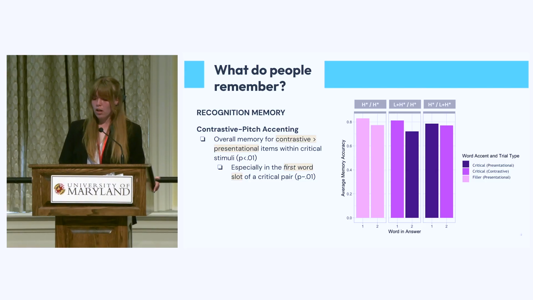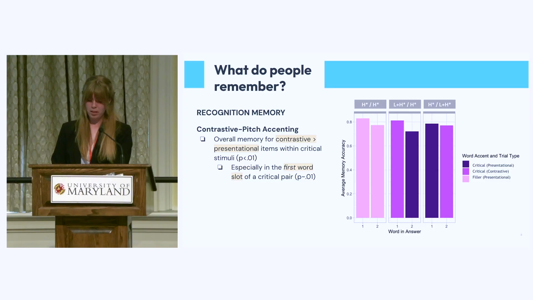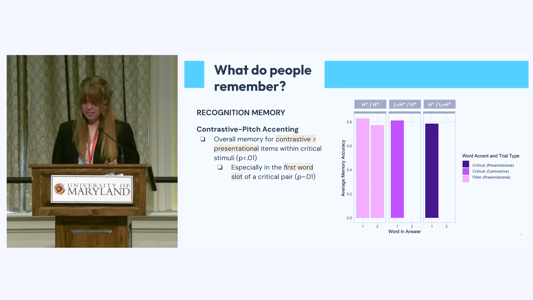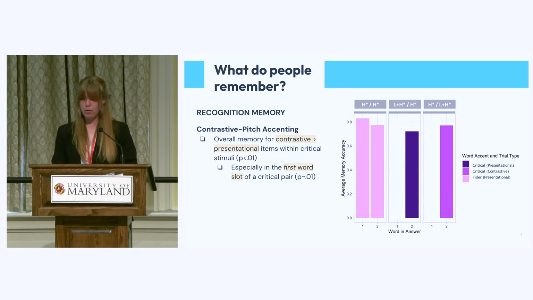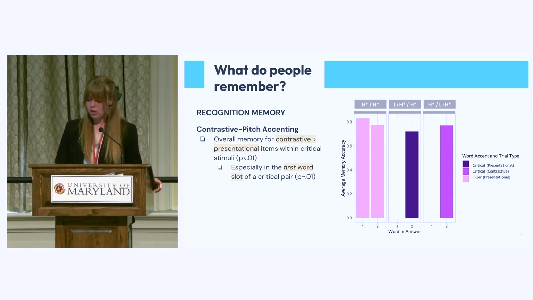So we'd need to look at opposite colored bars to compare memory for the different accents in word slots across stimuli. So to break it down, you can see that overall contrastive accents are remembered better than presentational accents in word slot 1 of critical trials. And then they are also remembered better than presentational accents in word slot 2 of critical trials. So on average, contrastive accents prompt slightly better recognition memory in critical trials than presentational pitch accents, and this suggests possibly facilitation of contrastively accented words compared with their alternative.